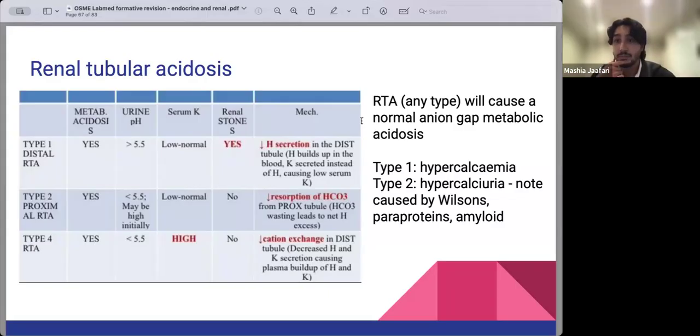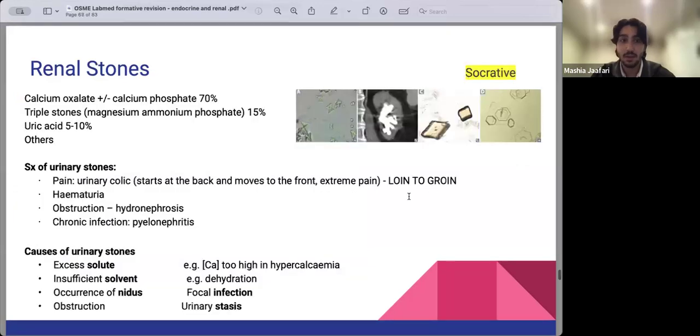There used to be a type 3, but they found that it was just a combination of type 1 and type 2 together. So that's why we now have type 1, type 2, and type 4. So just remember, normal anion gap metabolic acidosis: no H plus secretion in the distal tubule is type 1, no bicarb absorption in the PCT is type 2, and no aldosterone action is type 3. Sorry, type 4.